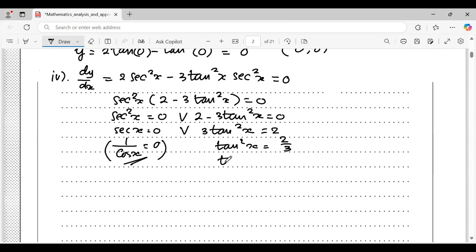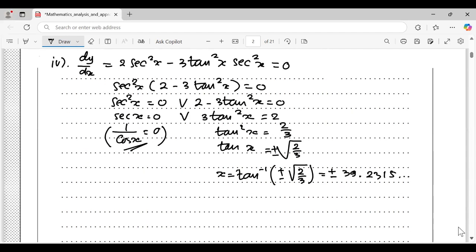So it means tangent x equals square root 2/3. This is positive and negative. So x equals arctangent, or tangent power -1, of positive and negative square root 2/3. And the result is positive and negative 39.2315.